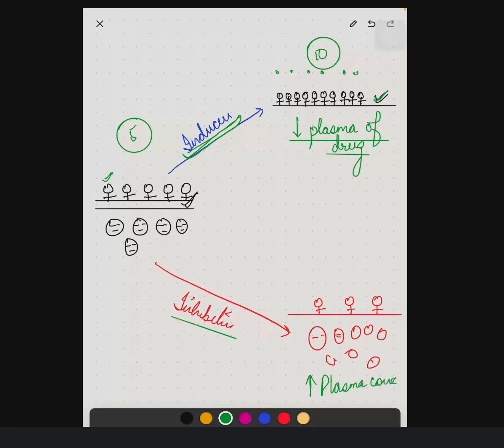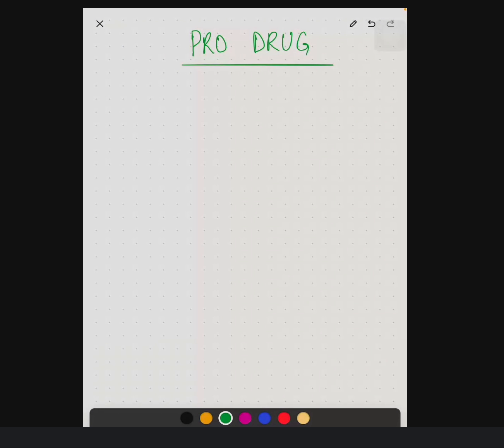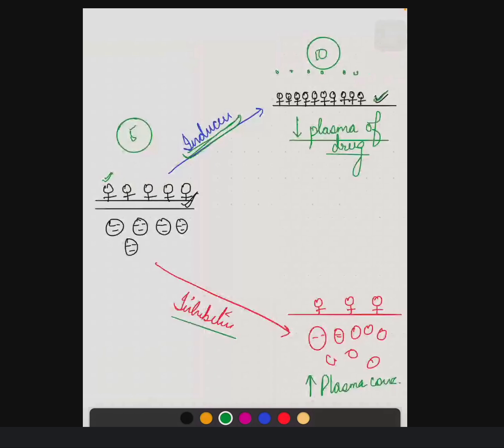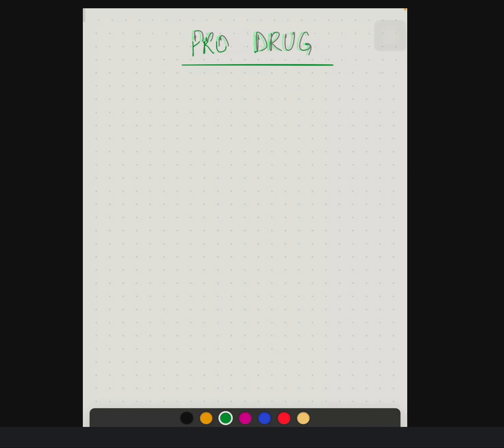There is an exception here which I would like to mention, and the exception is prodrug. So it is simple to understand that inhibitors are going to increase the concentration because they're inhibiting the metabolism, or they're inhibiting the substances that are responsible for metabolism of the drugs. And inducers are going to increase the metabolism and therefore decrease the plasma concentration.